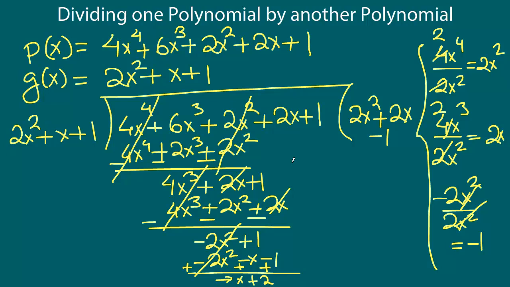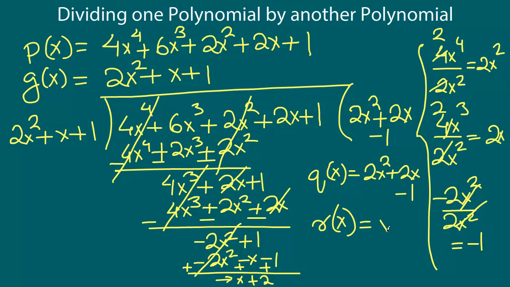So the division process stops. At this point we say that the quotient will be simply the sum of all of this, which will be 2x squared plus 2x minus 1, and the remainder will be x plus 2. So when we divide this polynomial by this polynomial, we get this quotient and this remainder.